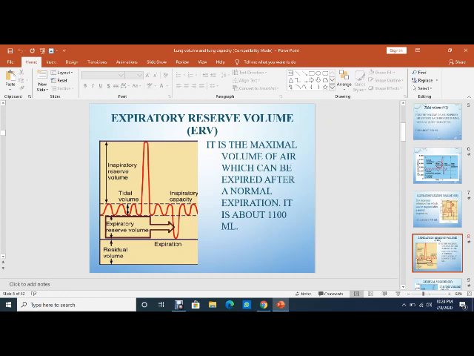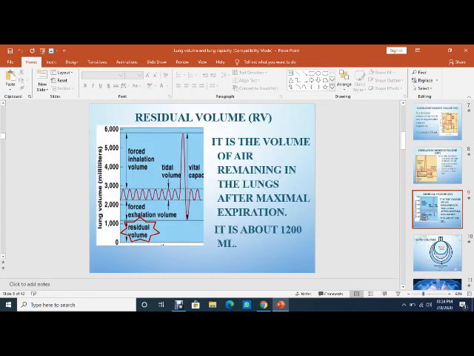This diagram shows tidal volume, inspiratory reserve volume, expiratory reserve volume, and residual volume. Residual volume is the volume of air remaining in the lungs after maximal expiration. It is about 1200 ml. All the volumes can be measured by spirometry except residual volume.